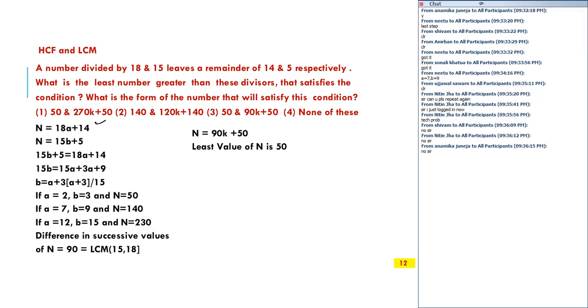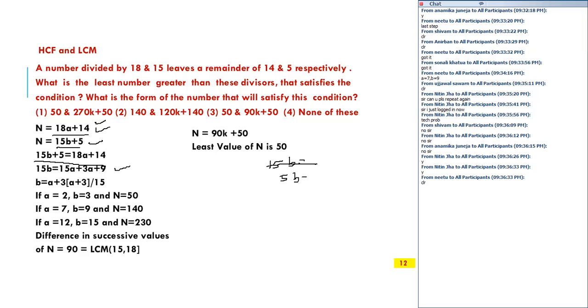Now, the number divided by 18 leaves a remainder 14. So I can write n as 18a plus 14, or not? The number can be written as 18a plus 14. It's also equal to 15b plus 5. So 15b plus 5 equals 18a plus 14. Dividing by 3, you get 5b equals 6a plus 3. This is what we get, or not? How many are clear?